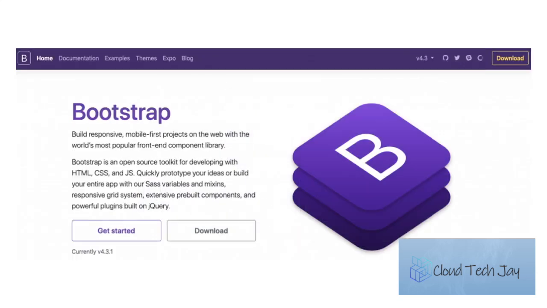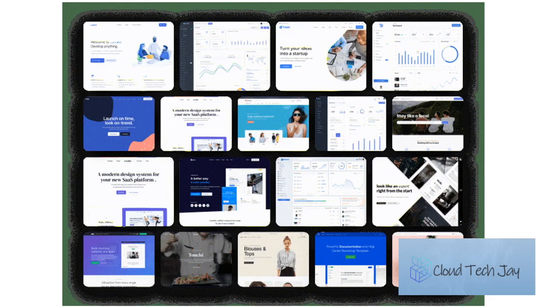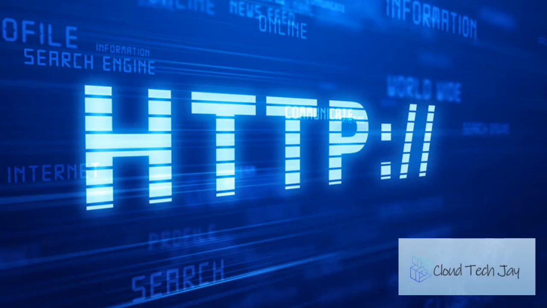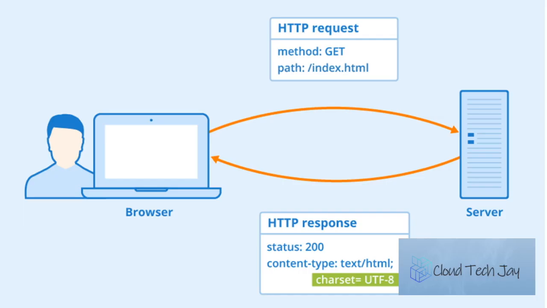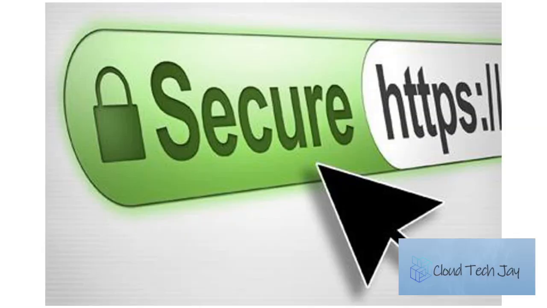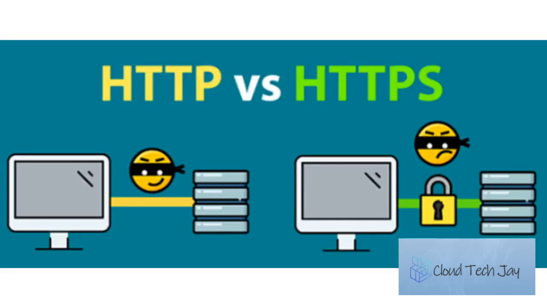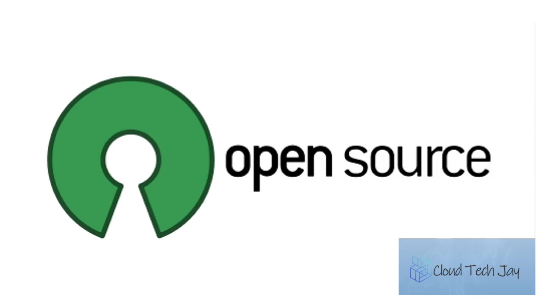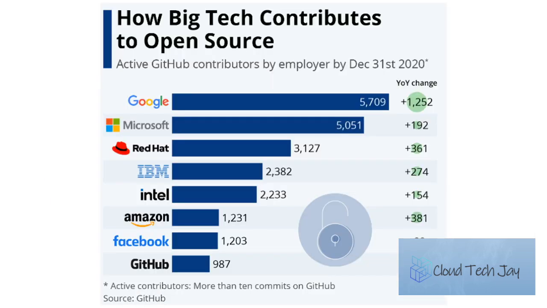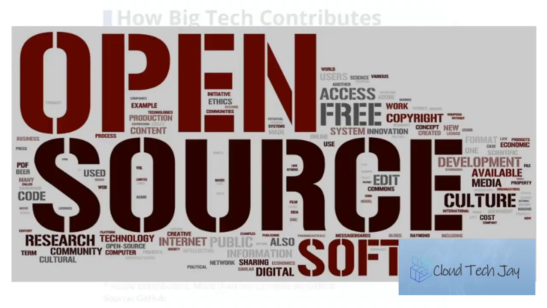Bootstrap is an open source that allows you to create websites and applications faster and easier. HTTP is a protocol that is mainly used for communication between web browsers and web servers. HTTPS is the same as HTTP, but it also encrypts requests and responses so communications are more secure. Open source are resources that are designed to be public accessible, which means anyone can see and modify them.